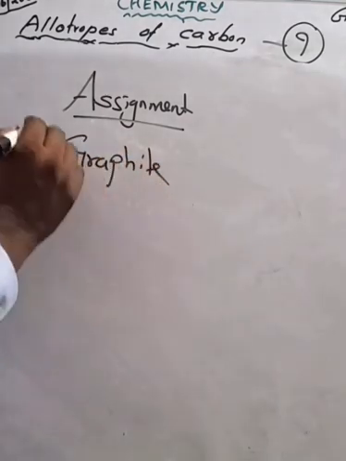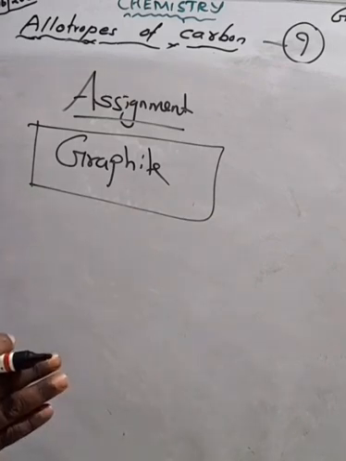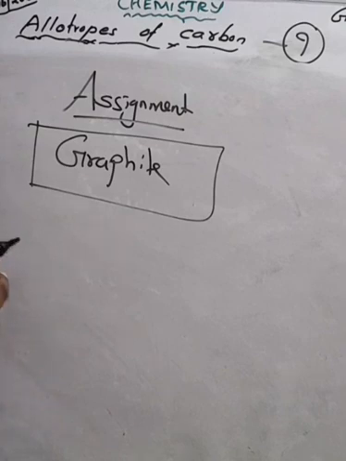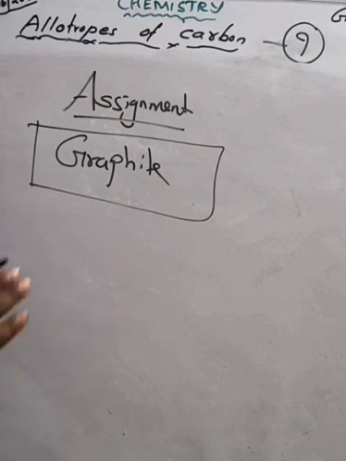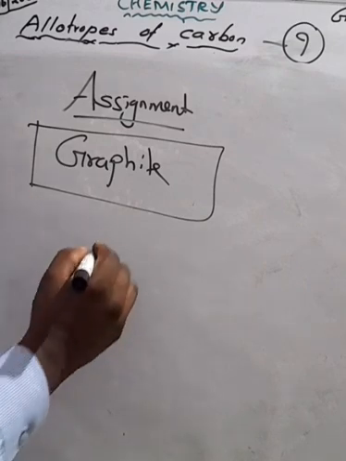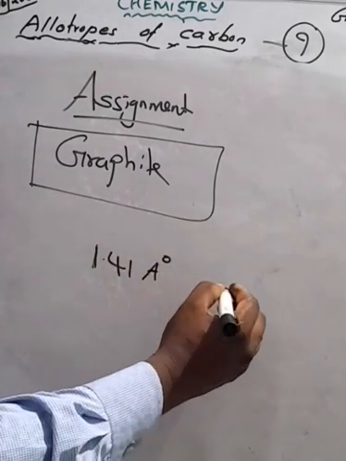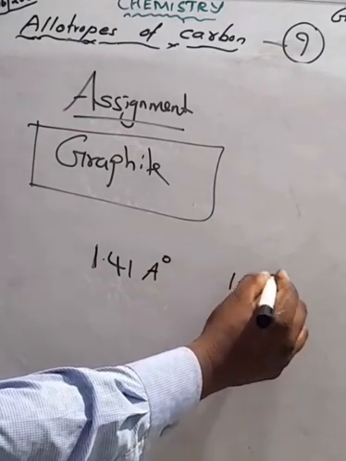You have to write: graphite is the most stable allotropic form of carbon at normal temperature and pressure. It is soft and conducts electricity. It is composed of flat two-dimensional sheets with sp2 hybridized carbon atoms. Don't forget to write the bond length. The carbon-carbon bond length is 1.41 Angstrom, which is close to the carbon-carbon distance in benzene, about 1.40 Angstrom.